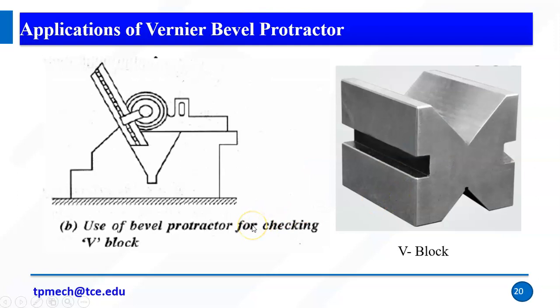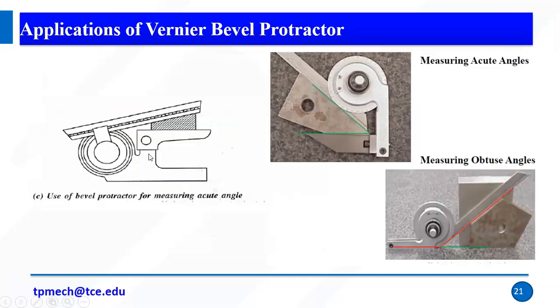The second one is again to check the angle of a V block, right? Again V block, this is our V block. It is again one of the work holding devices. If you want to hold your cylindrical objects, right? So to hold cylindrical objects we need to use a V block. The V block has some specified angle like 45 degree or 60 degree. So we need to ensure that, and that process is carried out by the vernier bevel protractor.